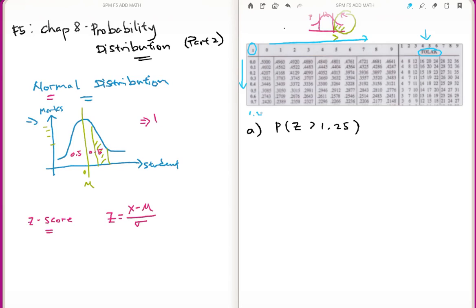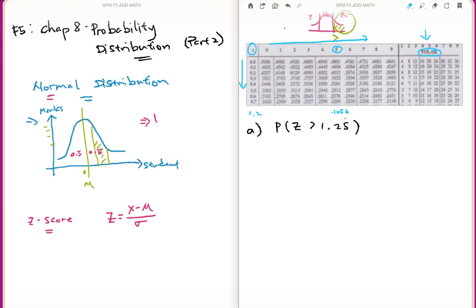Okay, 5, 1.2 here, then 5 is this column. Go down to it, then you will see 0.1056. You have to be sure, okay, it's always 0 point something.